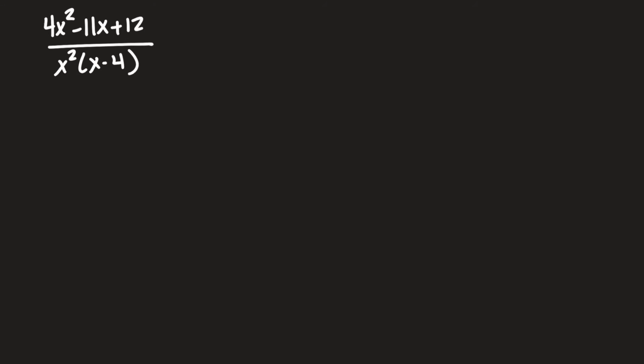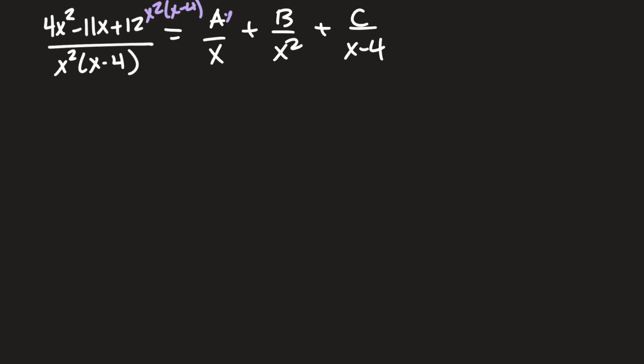Okay, so this is another case 2 because I have the repeating factor of x squared. So I'm going to have a over x, the first occurrence, b over x squared, the second occurrence, and then c over x minus 4. So again, the first thing I'm going to do is multiply to get rid of the common denominator. So x squared, x minus 4, x squared, x minus 4, x squared, x minus 4, and x squared, x minus 4.